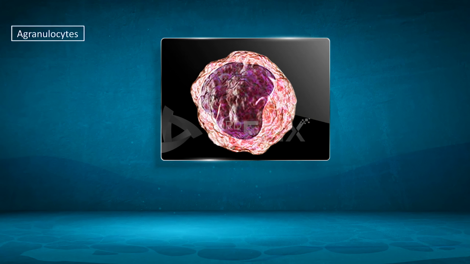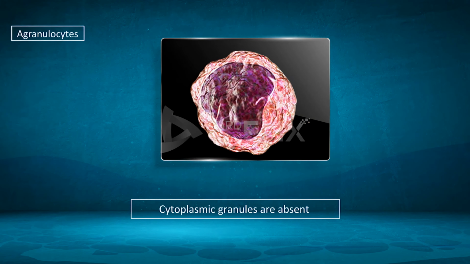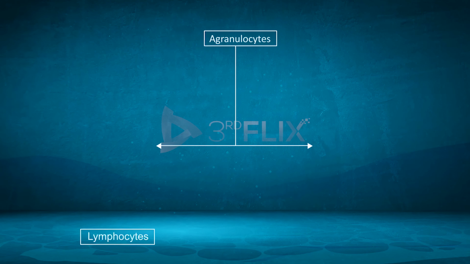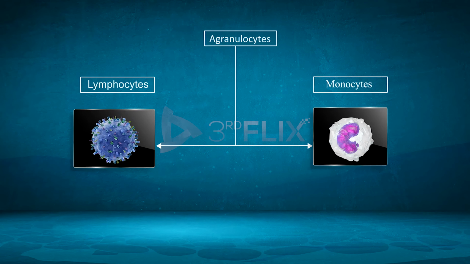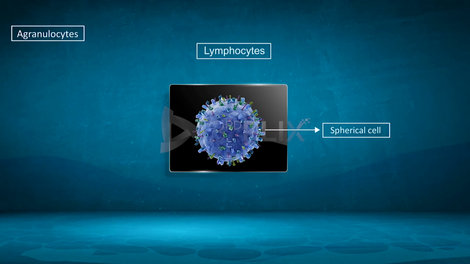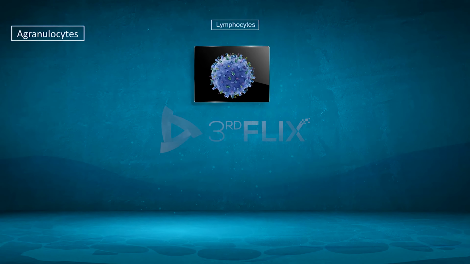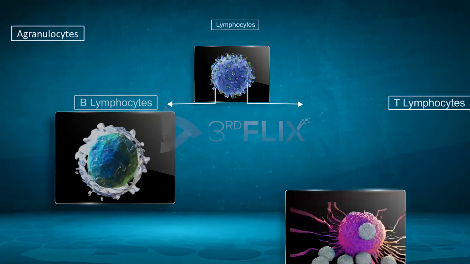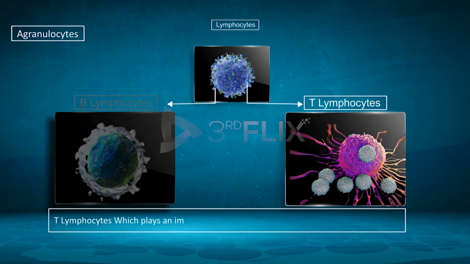Agranulocytes. In agranulocytes, the cytoplasmic granules are absent and the nucleus is not divided into lobes. Agranulocytes are further classified into lymphocytes and monocytes. Lymphocytes. Lymphocytes are small spherical cells that consist of a spherical nucleus and a peripheral cytoplasm. B lymphocytes produce antibodies, while the T lymphocytes play an important role in the immunological reactions of the body.